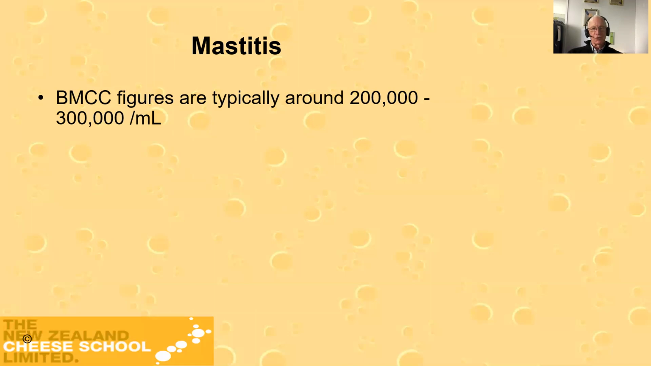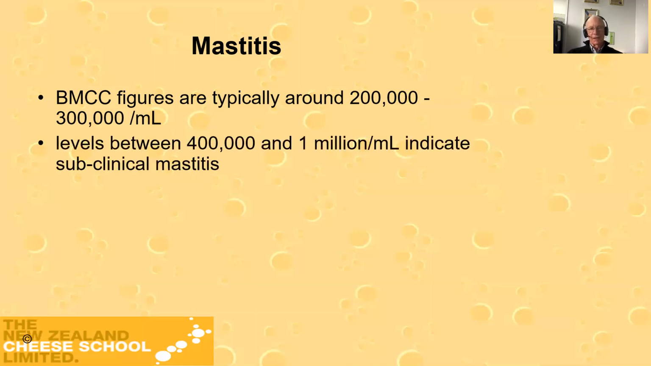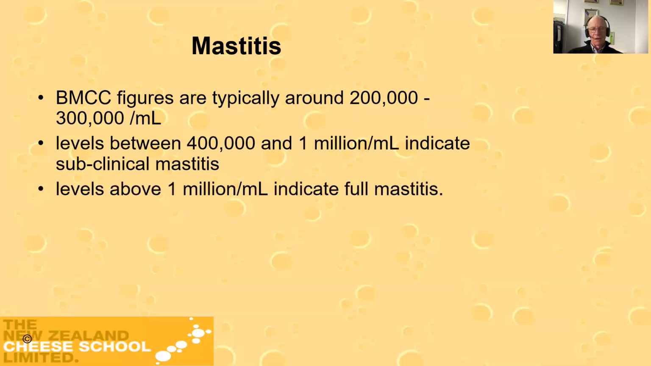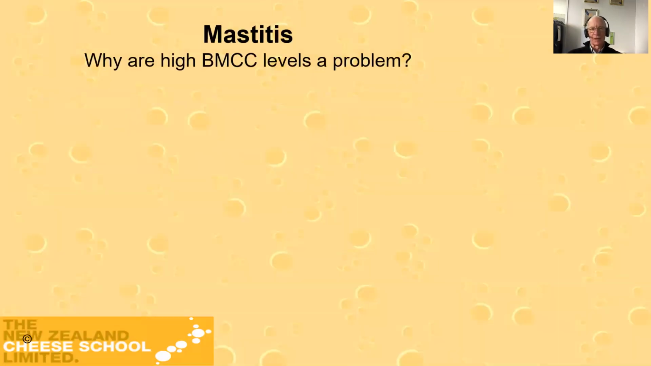If the cow gets subclinical mastitis, then the levels may increase up to between 400,000 and 1 million cells per mil. If the cow then develops further and the infection gets worse, to be fully blown mastitis, the level of somatic cells would be 1 million or more, and chronic mastitis could be several million. And this has some devastating impacts for cheese making.